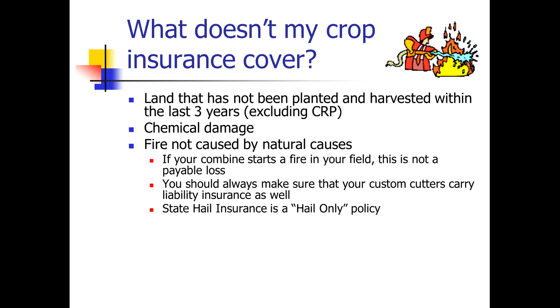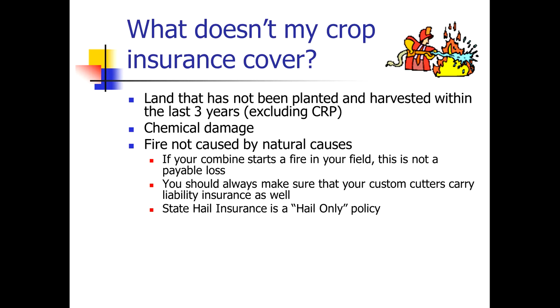So first off, make sure your custom cutters carry good liability insurance, because not only could this be an issue on your farm, if it burns over into the neighbors, you would be liable for that as well if they don't have good liability insurance. And also, make sure you either add private hail or at least a field fire policy on top of your federal crop insurance before you start harvesting, or you will not receive a payment from a combine caused fire.